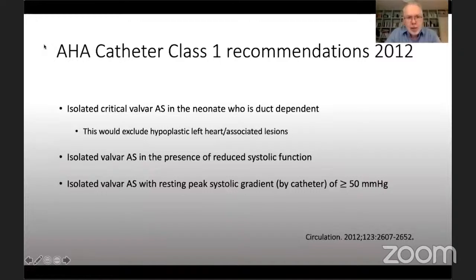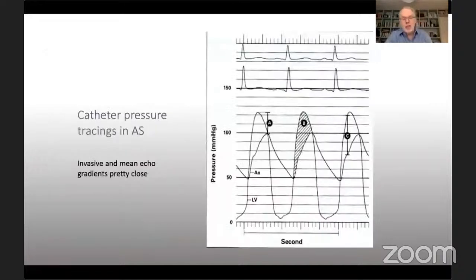The second is isolated valvular aortic stenosis when you've reduced systolic function, in which case a gradient across the valve doesn't mean anything. And thirdly, and not so much relevant to this presentation, are those children often incidentally found to have asymptomatic aortic stenosis, but have a Doppler-derived pressure drop, or a catheter-derived pressure drop of 50 millimeters of mercury.